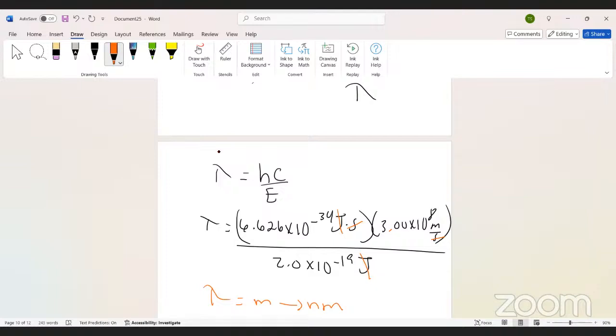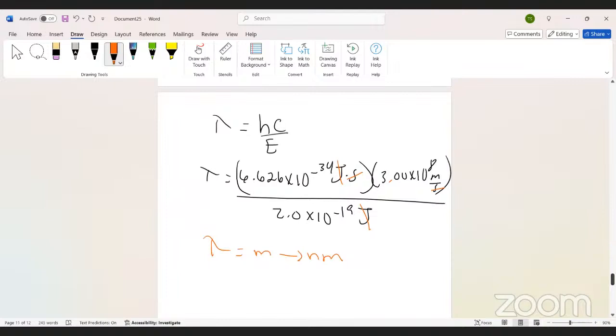Whatever this answer is, 1 meter equals 1 times 10 to the 9th nanometers. So if you had to put this answer in nanometers, you would need to know that 1 meter is equal to 1 times 10 to the 9th nanometers. All you would do is take whatever answer you get here and divide it by 1 times 10 to the 9th.